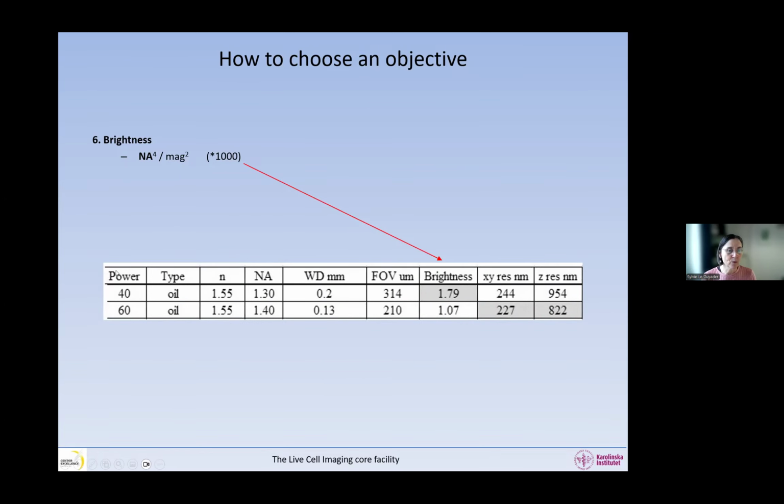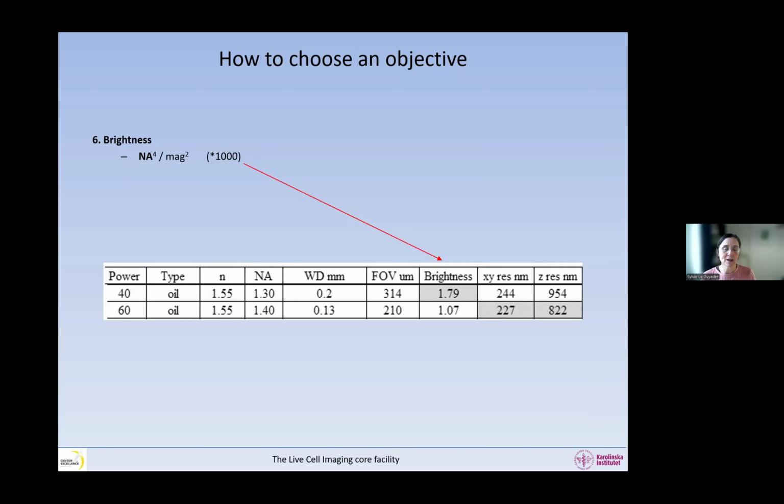So if we compare, for example, two objectives, one of them is a 40x oil NA 1.3 and a 60x oil NA 1.4. So the numerical apertures are quite close to each other. The magnification is quite different, okay? And both are oil objectives. And when we calculate the brightness with this equation, and I tend to multiply by 1000 because otherwise you get lots of digits behind the comma, this is what we get. The 40x oil NA 1.3 is actually much brighter than the 60x oil. So it is not the case at all that you want the higher magnification, the better.